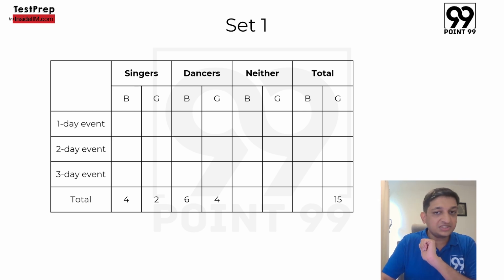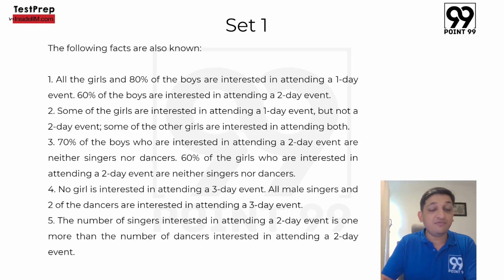Now let's look at the information that we have here, and then let's try to see what exactly we can do to solve this particular set. तो यहाँ पे अपने को बहुत सारा information दिया गया है, and we have a lot of facts that have been given to us. We know that all the girls and 80% of the boys are interested in attending a 1 day event. ये मेरे को पता है, right? All the girls and 80% of the boys are interested in attending a 1 day event.